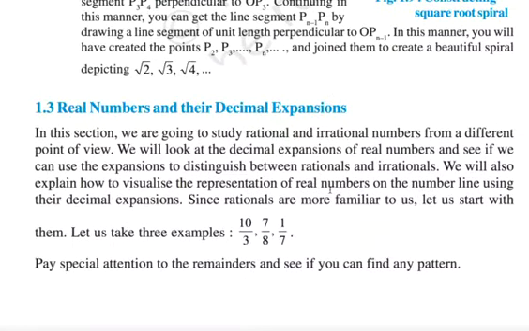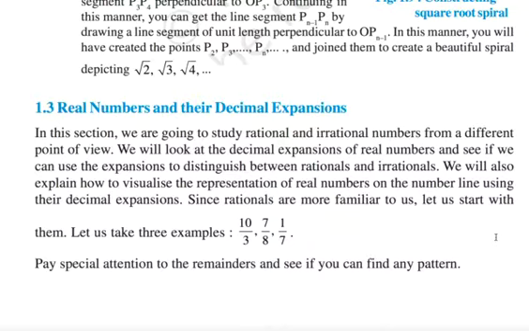Real numbers and their decimal expansions. In this section, we are going to study irrational numbers from a different point of view. We will look at the decimal expansion of real numbers and see if we can use the expansions to distinguish between rational and irrational numbers. We will also explain how to visualize the representation of real numbers on the number line using their decimal expansion. Since the rationals are more familiar to us, let us start with them.